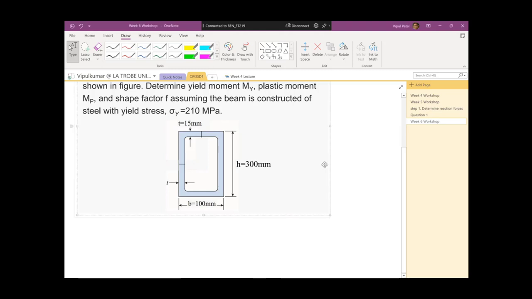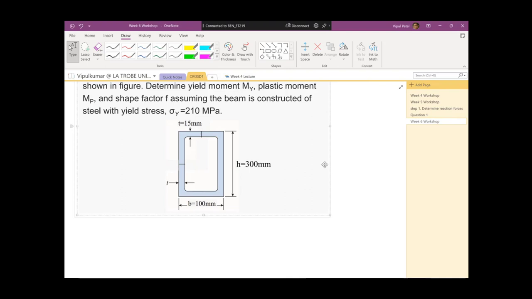We are going to learn about a few quantities. These quantities are elastic section modulus, elastic neutral axis, plastic section modulus, plastic neutral axis, shape factors. Five names. Each name, one by one, I will explain them.